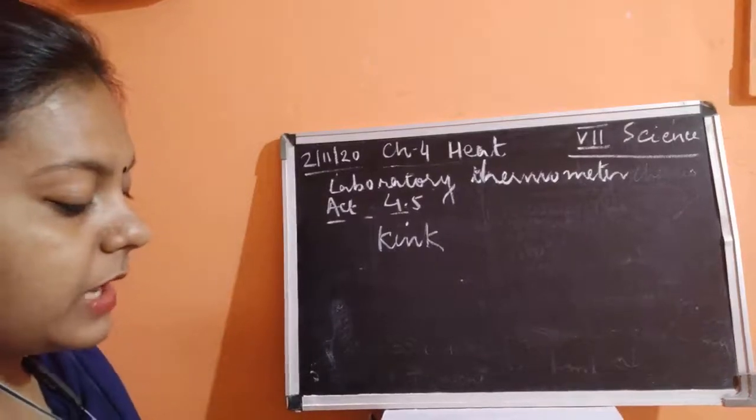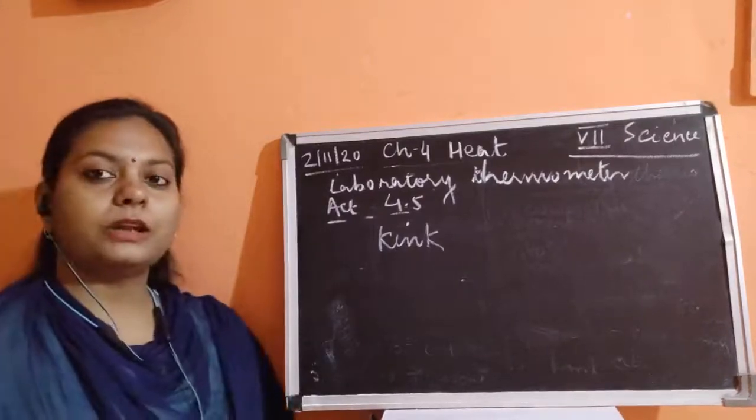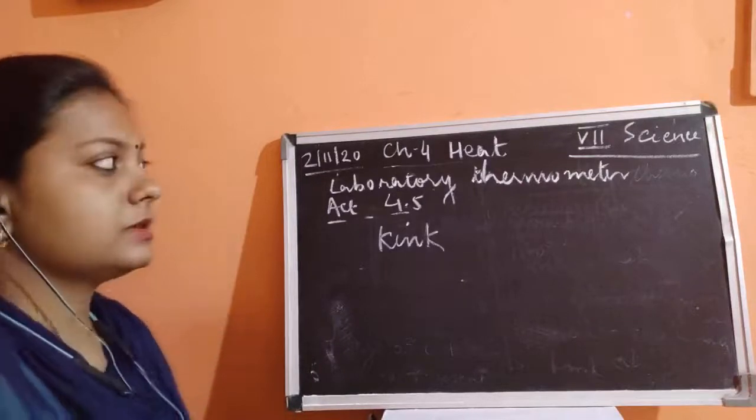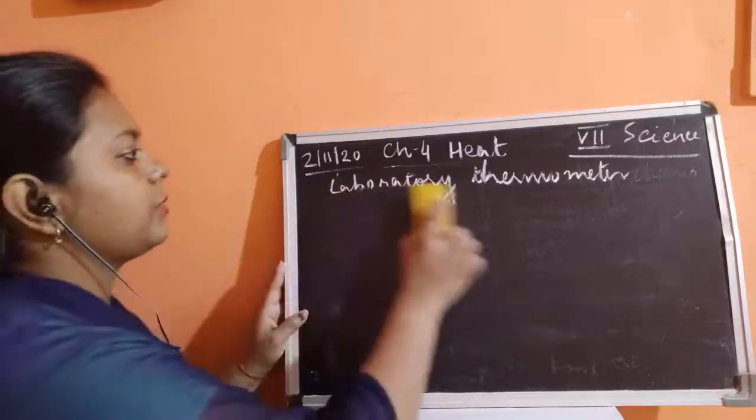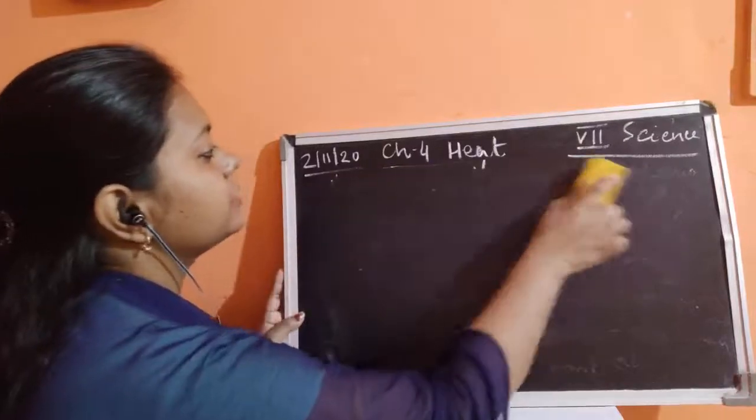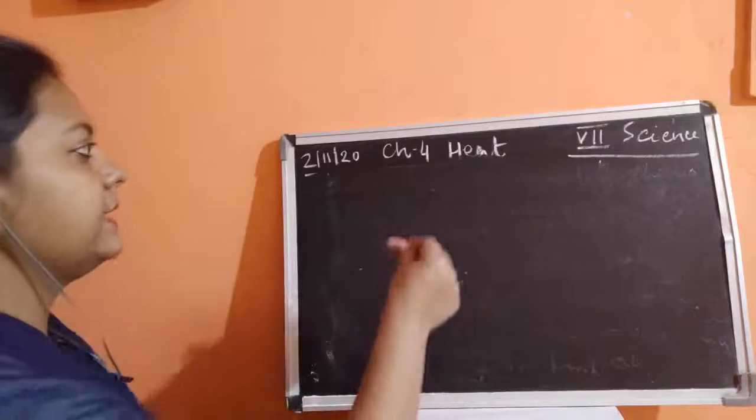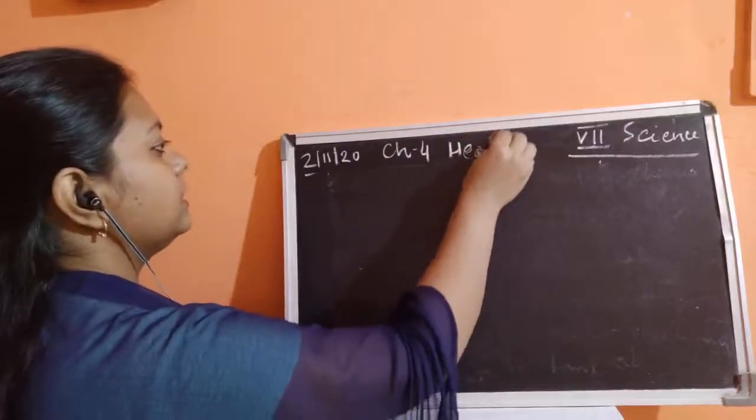So children, this was about the mercury and the use of mercury, and nowadays we are using the digital thermometer, where the thermosensors are present inside the digital thermometer, and it tells us the temperature in the form of numbers, in the form of digits. That is why it is said to be the digital thermometer.